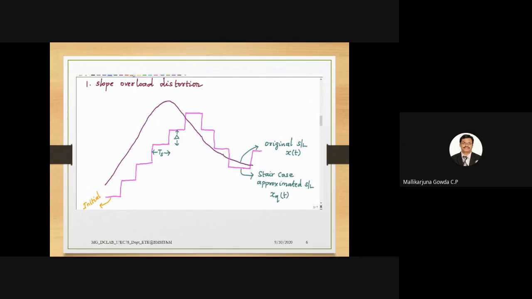See, this is my x of nTs, that is the analog signal. The original analog sample, it is written already as the original signal at another place. Yes, sir. And this is my x-hat of nTs. Okay, that is the staircase approximation value.